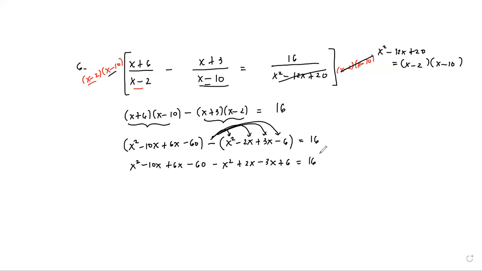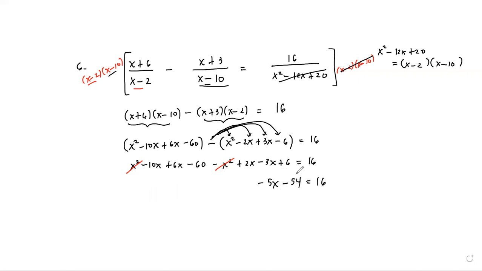6 equals 16. So here, x squared and negative x squared cancel out. And then negative 10x plus 6x is negative 4x. Negative 4x added to 2x is negative 2x. And then negative 2x minus 3x is negative 5x. Now for the constants, negative 60 plus 6 is negative 54. And then this will be equal to 16.